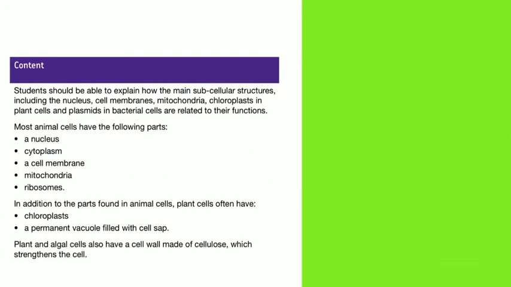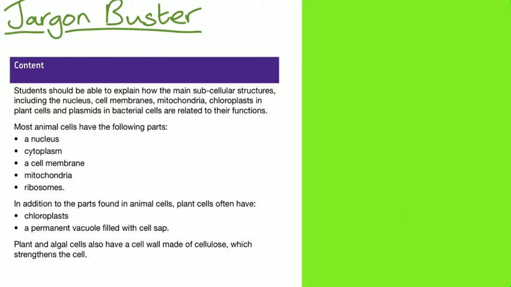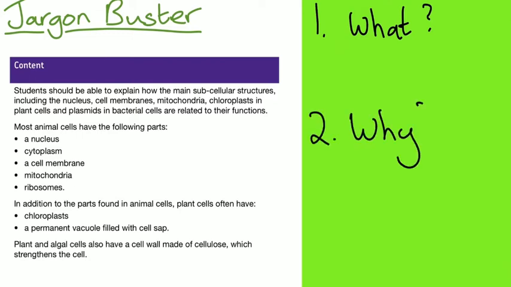So you've got to be able to explain how the main subcellular structures relate to their functions within cells. So if we break that down into the different bits, we've got what the subcellular parts are, what parts make up our cells, why do we have them, why do our cells need these to do their functions, and where can you find them? Because you've got your animal cells and your plant cells and your bacterial cells, and you need to know which ones are in which.